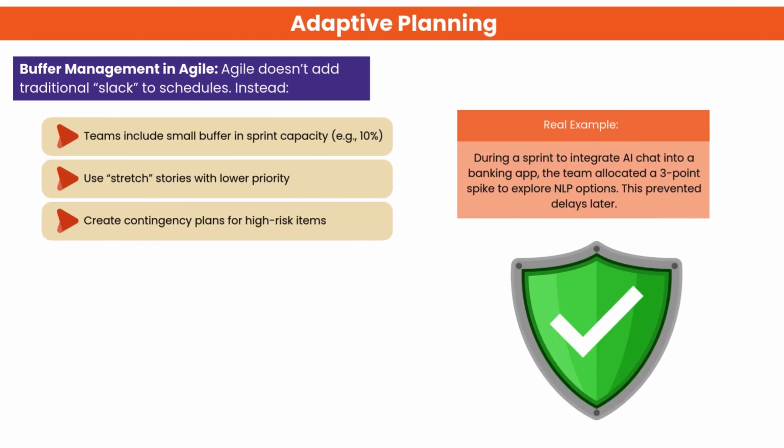Agile doesn't add large schedule slack. Instead, teams manage uncertainty more actively. Teams keep a small buffer in sprint capacity, around 10%, to handle unexpected work. Low priority stretch stories are included in case extra time is available. High-risk items get contingency plans to protect delivery. Example: a sprint exploring AI chat integration included a short spike to research NLP options, preventing delays later.